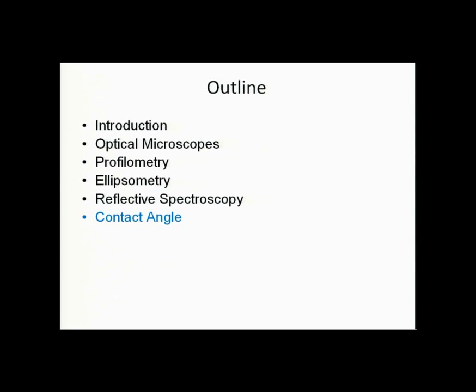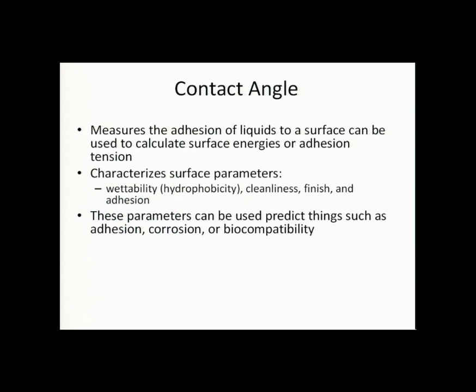Okay, so the last type of characterization tool or technique we're going to discuss is that of contact angle measurement. So contact angle basically measures the adhesion of liquids to a surface, and it can be used to calculate the surface energies or adhesion tension of a material. This characterizes surface parameters, sometimes known as the wettability or hydrophobicity, cleanliness, finish, and adhesion. These are all different surface parameters which can be characterized using a simple contact angle measurement.